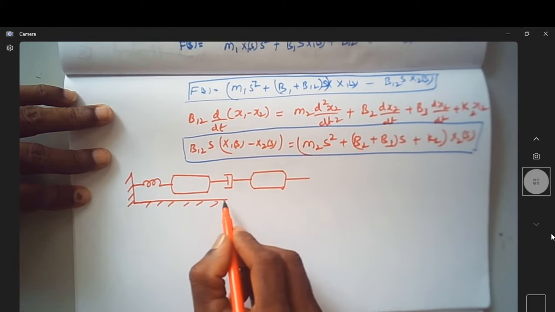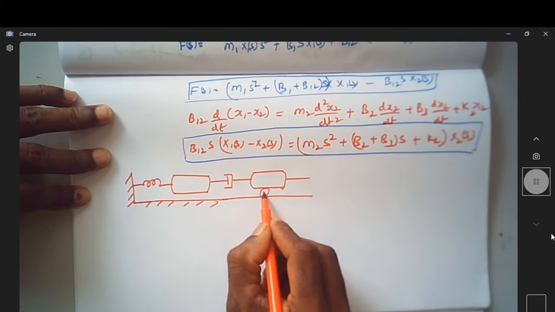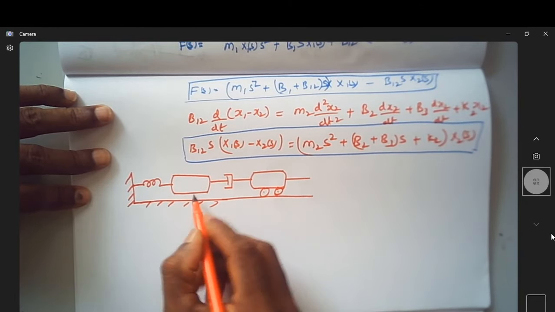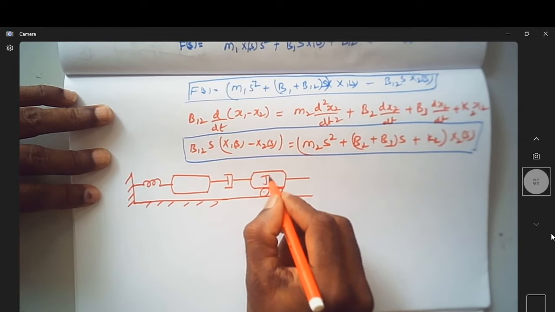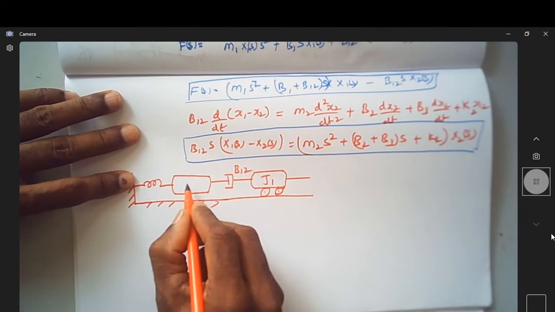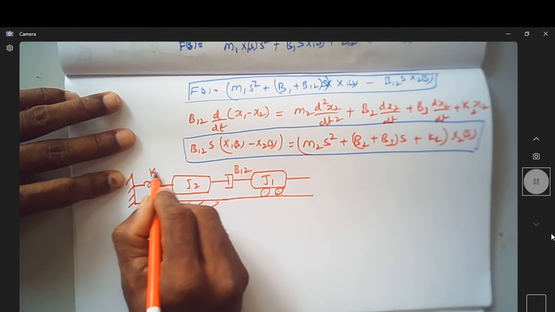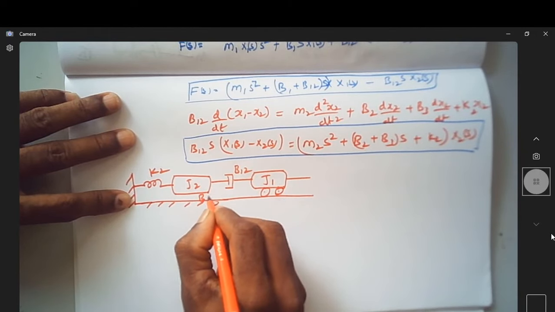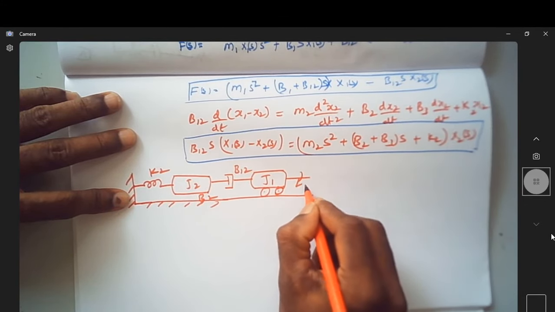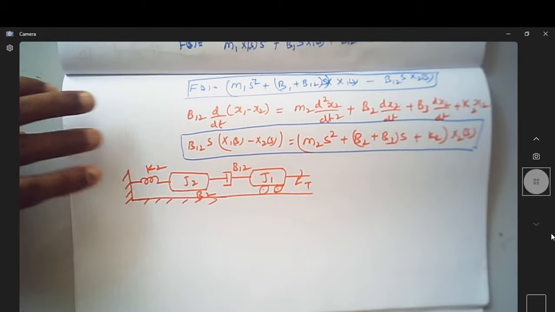inertias. So let us assume that this doesn't have any inertia, so this is connected with a free wheel, and let us write this as J1, this as B12, this as J2, this as K2, this as B2, and of course there is no friction here. So this is my torque that is applied in the clockwise direction.